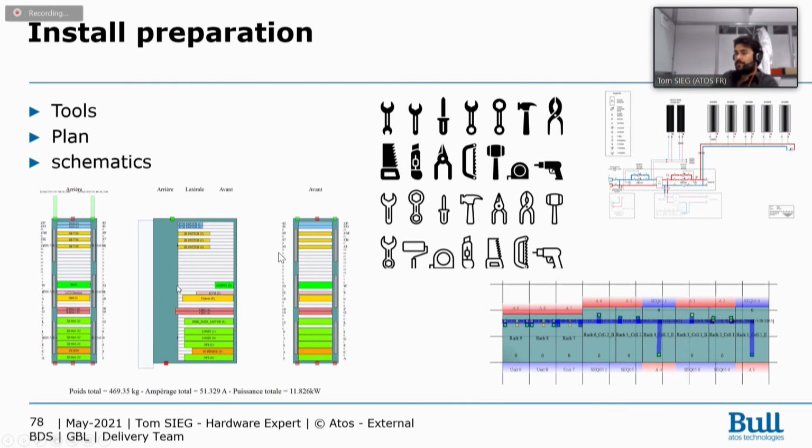When we put servers in a rack, of course, the best way is to put the heaviest servers at the bottom part, just because you don't want to see your rack go down when you move it to the data center. And also for more flexibility, because you don't want to carry a heavy server at the top of the rack. So all these points have to be checked during the installation preparation.